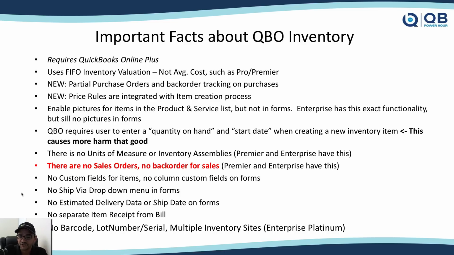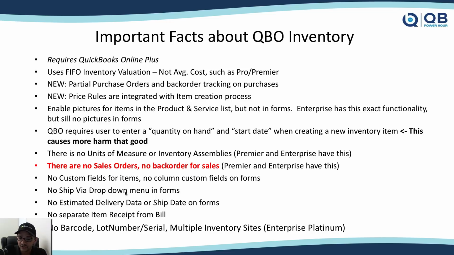The other big issue is that QuickBooks Online doesn't do units of measure and doesn't do inventory assembly, something that Premier and Enterprise have. So that's a really big shift in features. And what I think is the biggest problem of it all, my biggest issue with QuickBooks Online Inventory, is there are no sales orders. To me, sales orders are everything for product-based companies. So there's no way to track back orders for sales, something that QuickBooks Premier and Enterprise have.